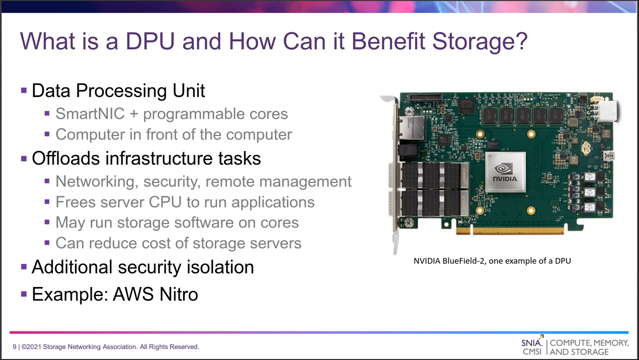You get additional security isolation, and a great use case is that many people don't know that Amazon runs a DPU, their own DPU called the Nitro, in most of their servers in AWS and probably all the advanced servers. And it does pretty much what I've talked about here. So obviously, AWS is not run by a bunch of dummies. They're pretty sophisticated. They specialize in scale, performance, and minimizing cost.